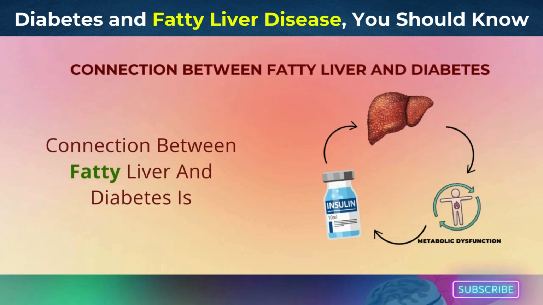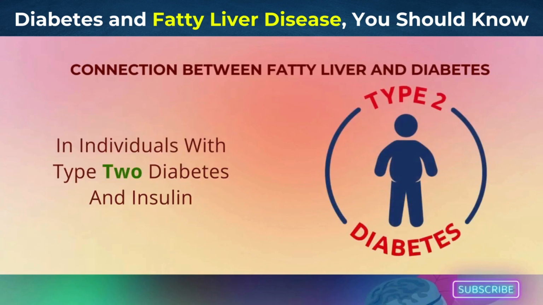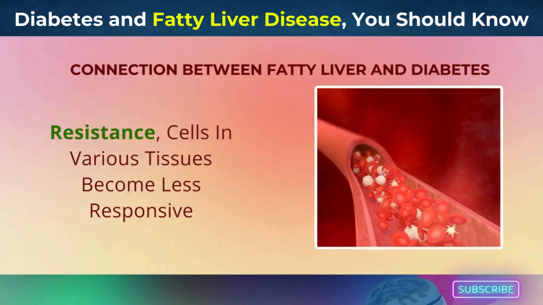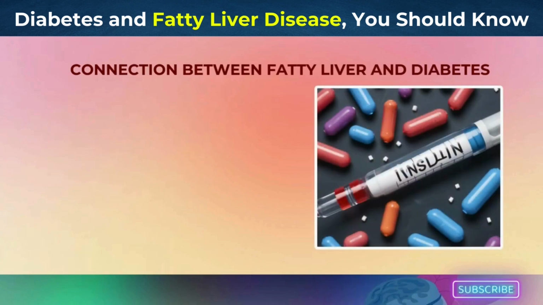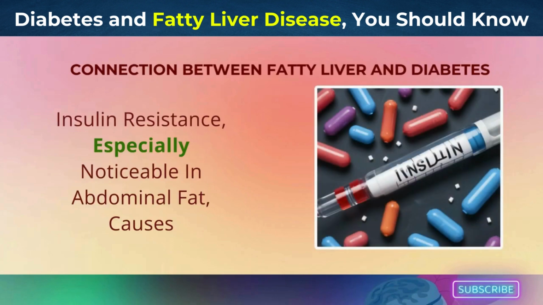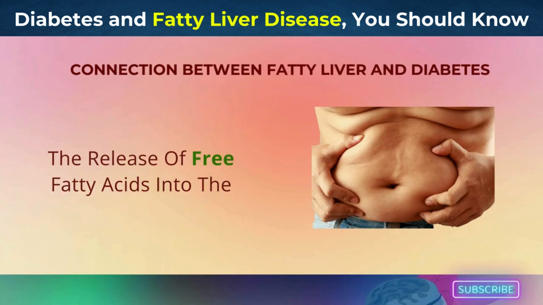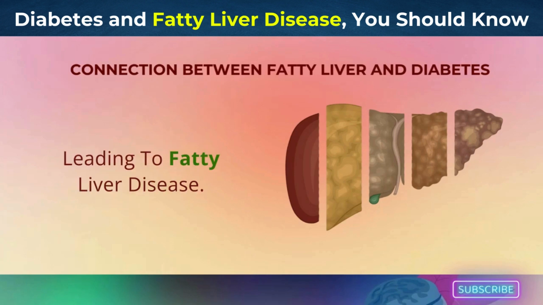The connection between fatty liver and diabetes is rooted in insulin resistance and metabolic dysfunction. In individuals with type 2 diabetes and insulin resistance, cells in various tissues become less responsive to insulin, leading to elevated blood sugar levels. Insulin resistance, especially noticeable in abdominal fat, causes the release of free fatty acids into the body, which are then stored in liver cells, leading to fatty liver disease.